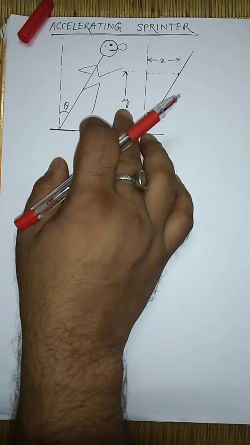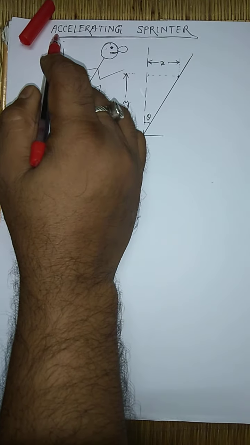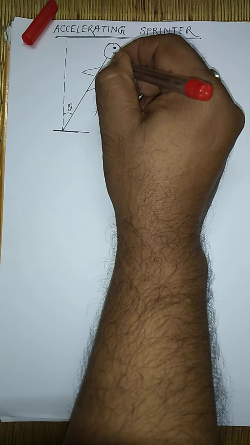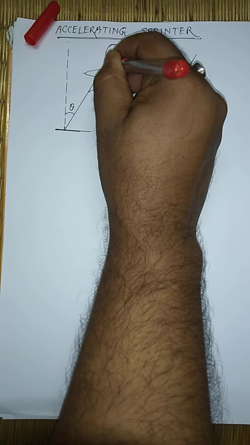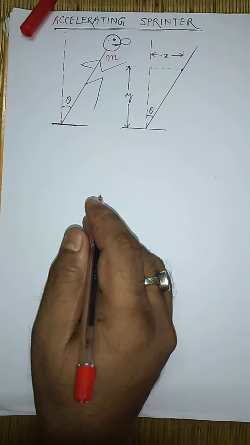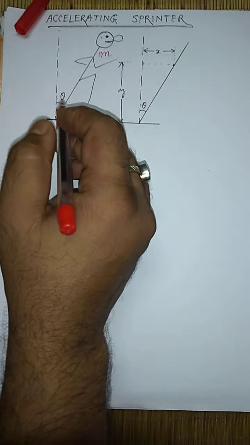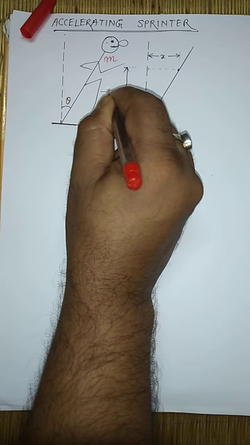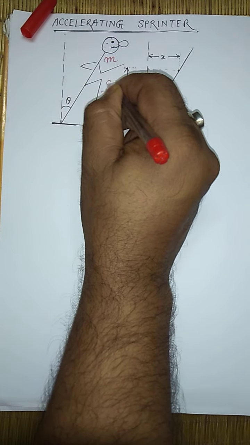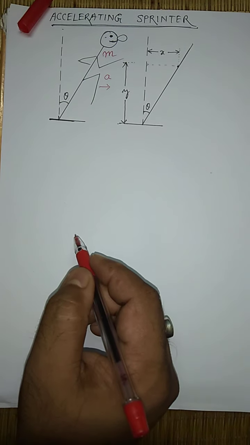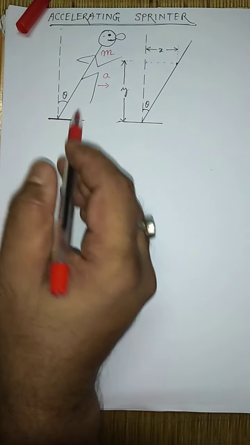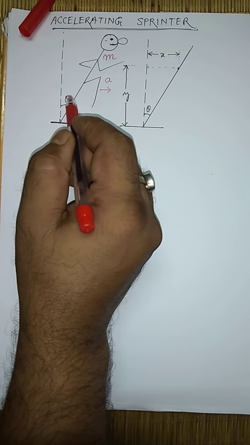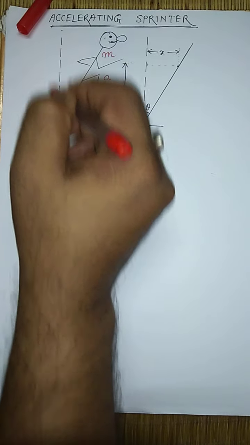I'm Pranasish and I'm back with another problem related to an accelerating sprinter. This is a sprinter of mass m. The sprinter has an acceleration directed to the right, and the magnitude of the acceleration is a. Our objective will be to find an expression for the angle theta which the sprinter makes with the vertical.